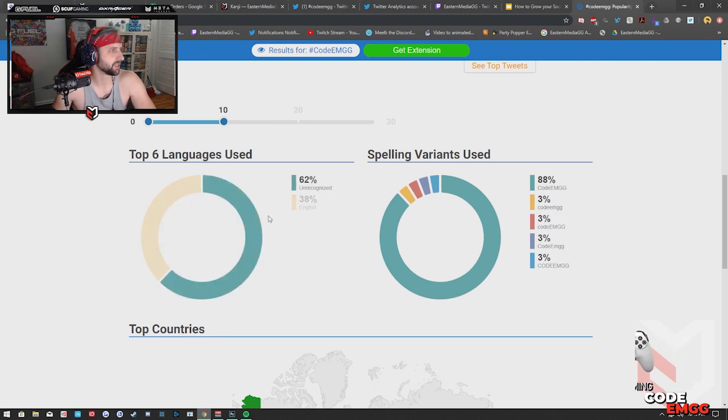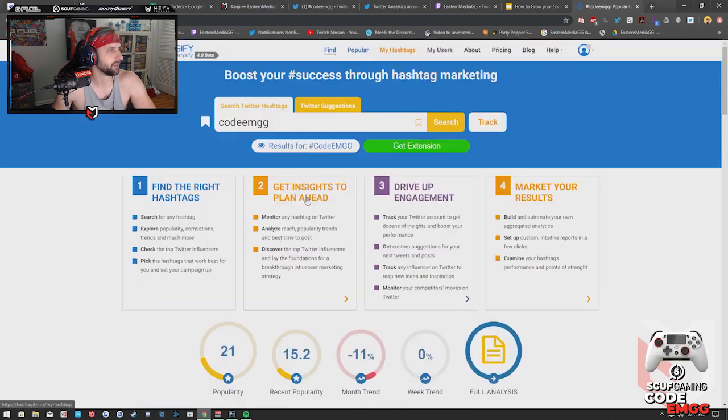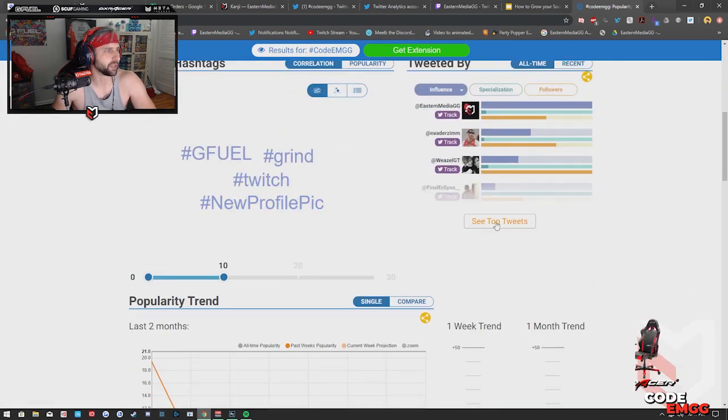38% has been English, 62% has been another language. I think that's just because we type in slang and it doesn't register as English, but I'm pretty sure that's all English. But you can get a little idea of what's used with that.